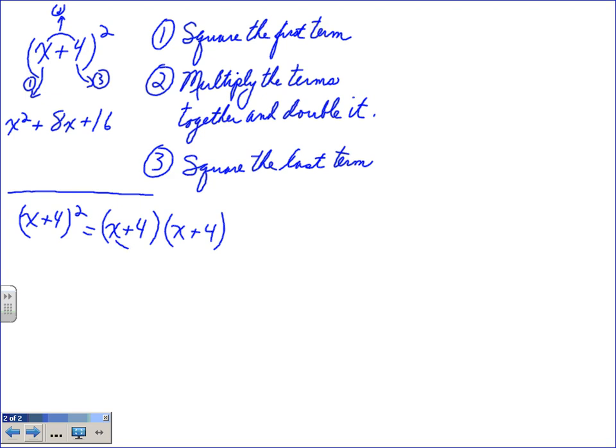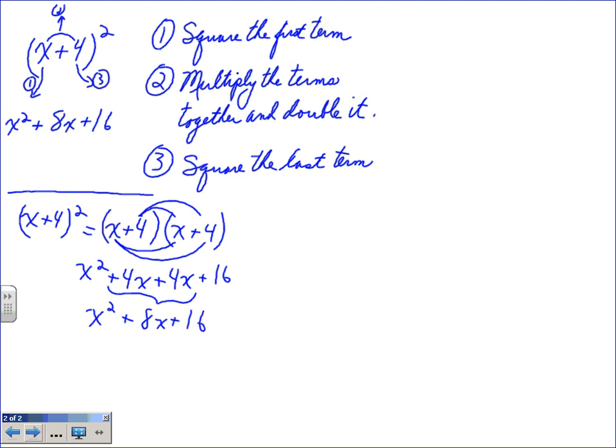And then you can use FOIL. X times x is x squared. X times 4 is 4x. 4 times x is 4x. Do you see where we're taking 4x and doubling it? And then 4 times 4 is 16. You're going to add these two terms together. And of course you're going to get the same answer. But if you know that 3-step process, it really makes your work go a lot quicker. Okay? And that was in section number 3.